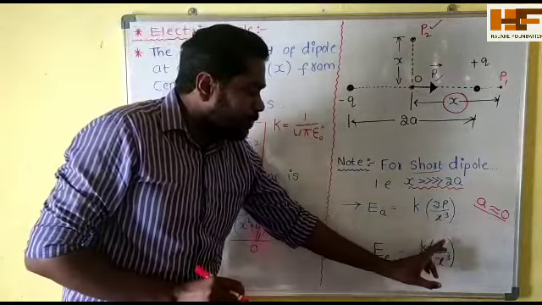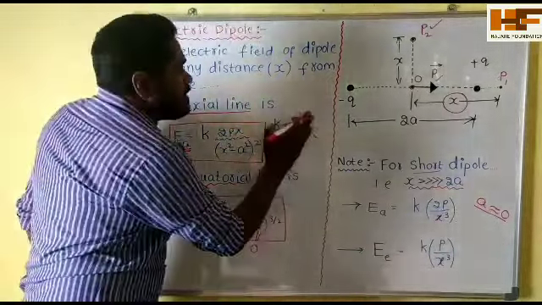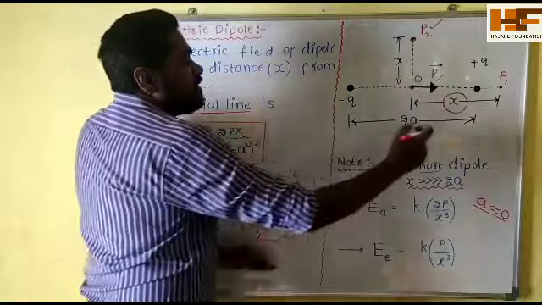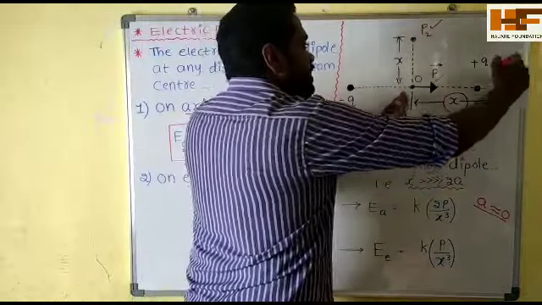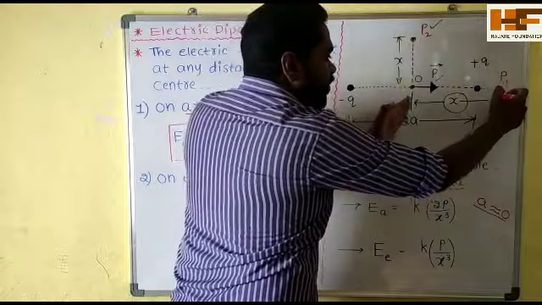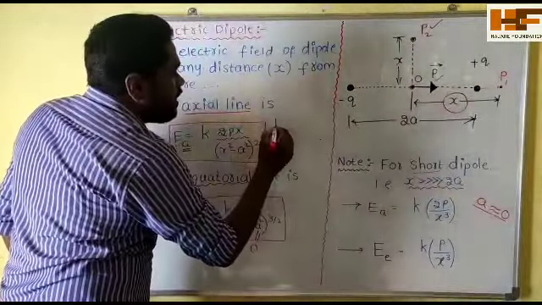2p by x cube, here just p by x cube. Therefore, for the same distance x, if this is x, this is also x. If it is 2 meter, this is also 2 meter. If it is 5 meter, this is also 5 meter. For the same distance, now you can take the ratio.